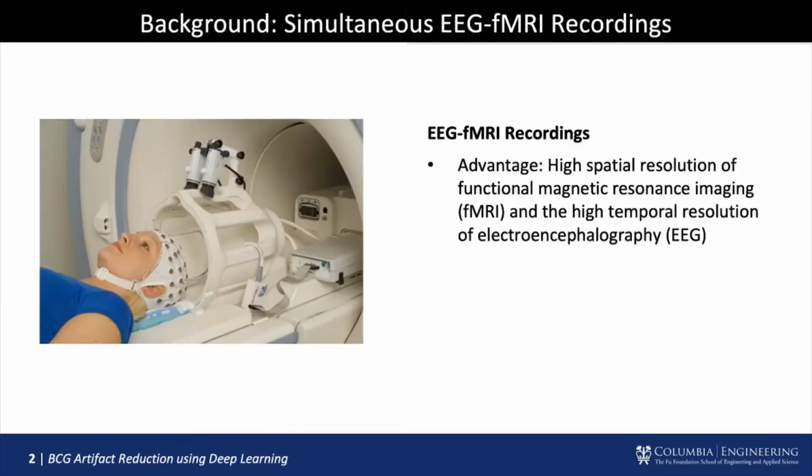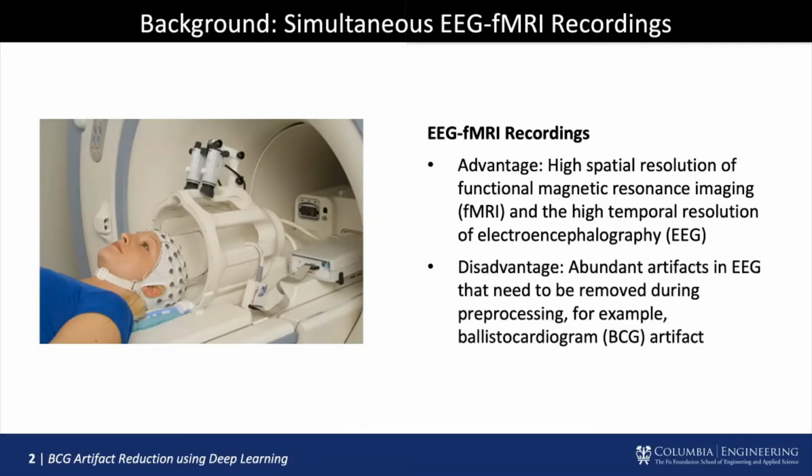The simultaneous acquisition of EEG and fMRI makes it possible to leverage the high spatial resolution of fMRI and the high temporal resolution of EEG in the same experiment. However, one major disadvantage of the EEG-fMRI technique is the abundance of artifacts in the EEG recordings, in particular BCG artifact.